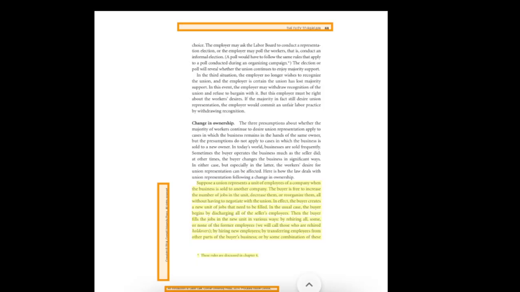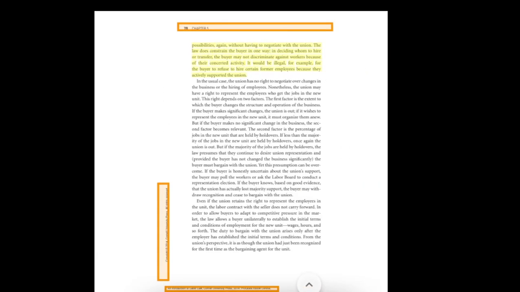In the usual case, the buyer begins by discharging all of the seller's employees. Then the buyer fills the jobs in the new unit in various ways: by rehiring all, some, or none of the former employees, whom we will call holdovers, by hiring new employees, by transferring employees from other parts of the buyer's business, or by some combination of these possibilities. These rules are discussed in Chapter 4. Again, all without having to negotiate with the union.